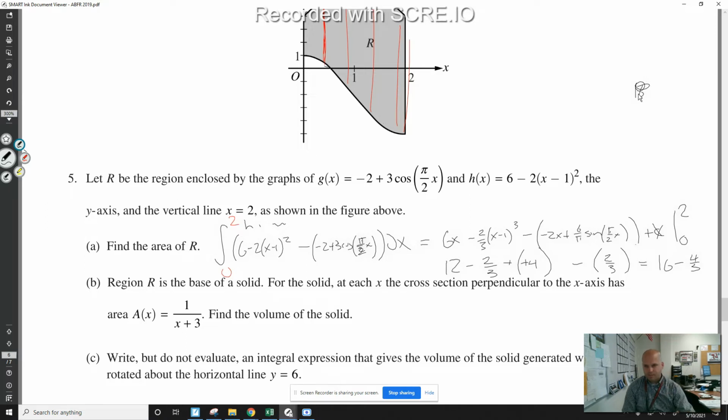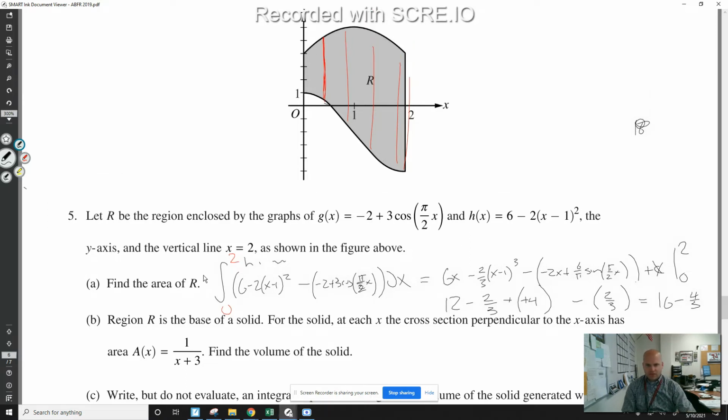All right. Region R is the base of a solid. At each x, the cross section perpendicular to the x-axis has an area of this. Here's why this question is tricky. Usually it's like, oh, we're putting squares. What's the volume if this is squares? What's the volume if this is a triangle, an isosceles triangle, or a semicircle? I don't know what the object is, but I know the area.